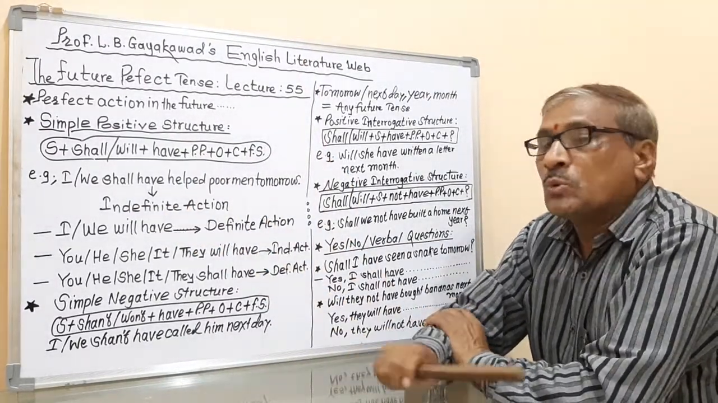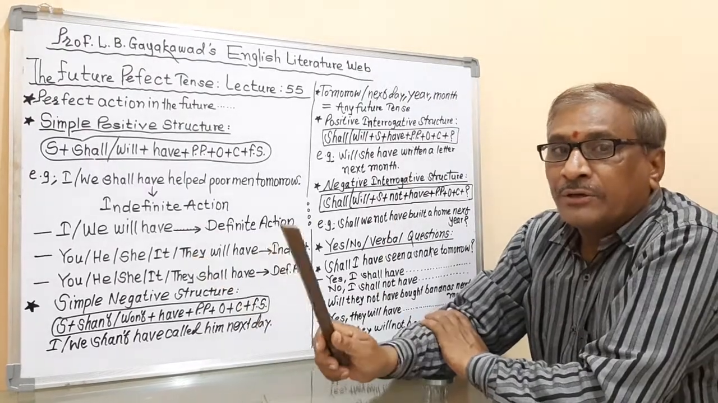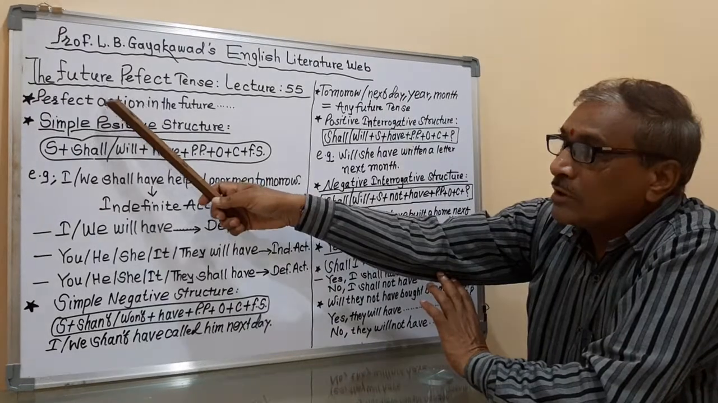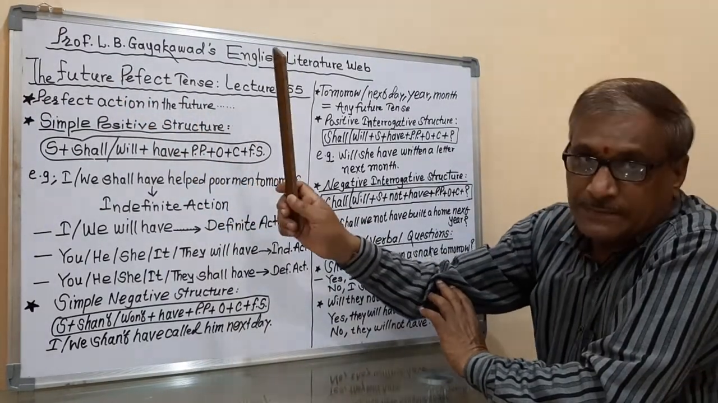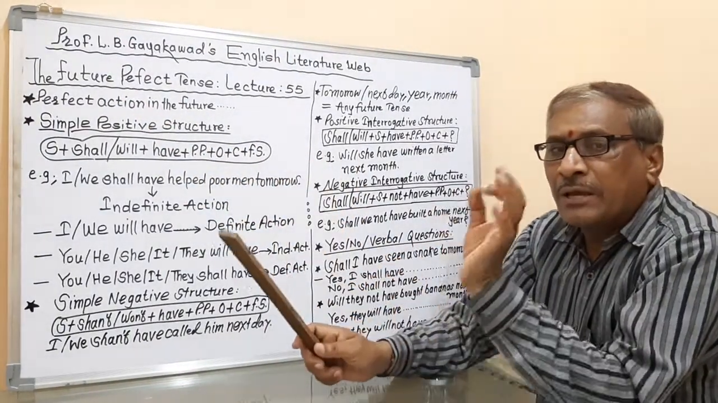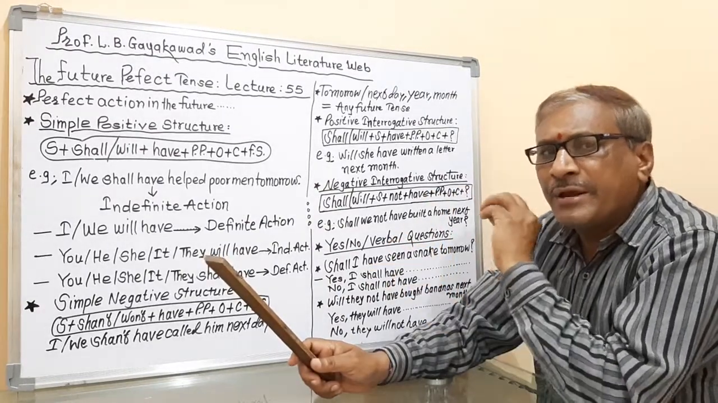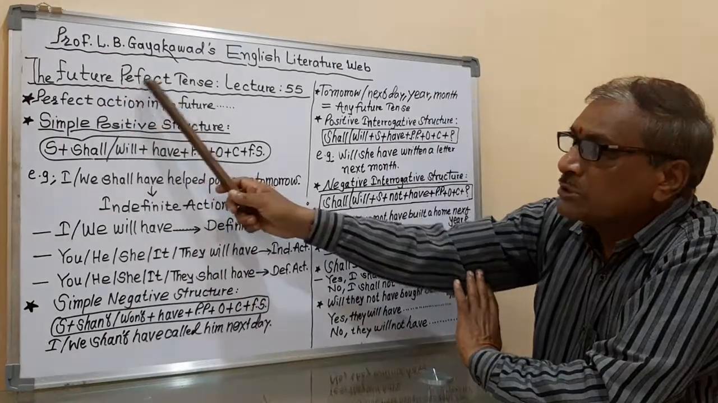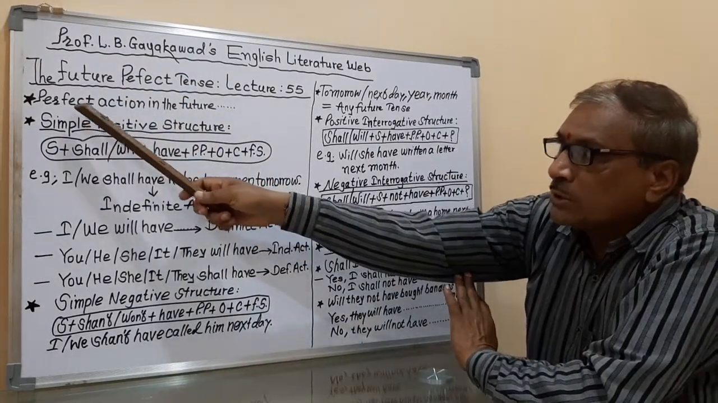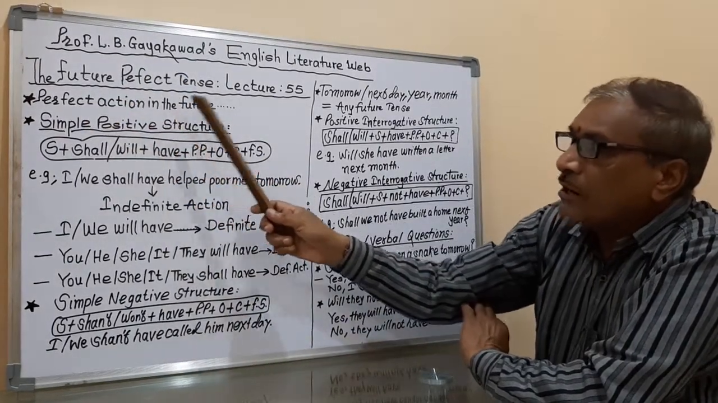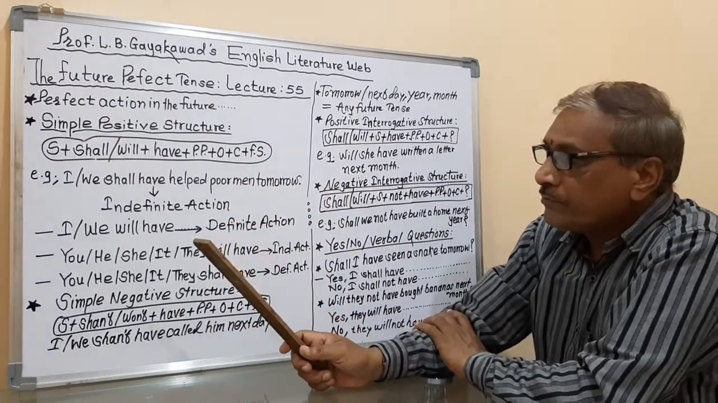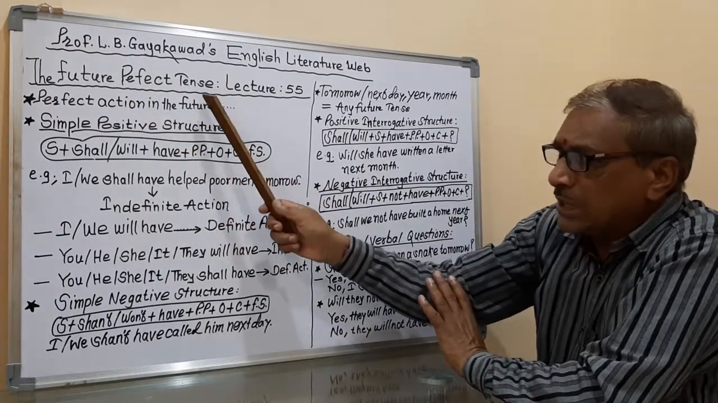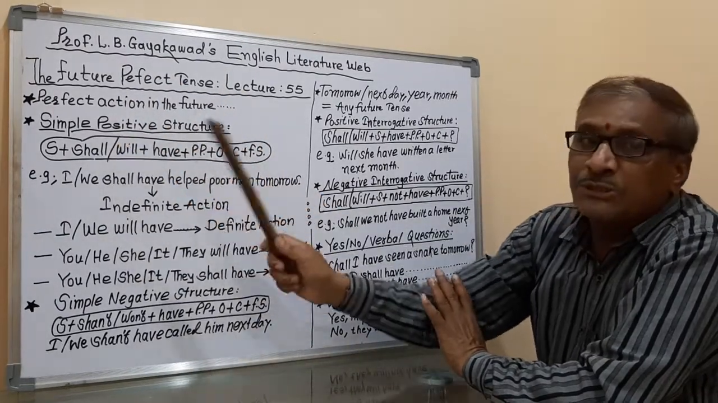That action is totally completed by the subject in the future, and that's why this is called the future perfect tense. Again I will say that here the subject completes the action in the future. That's why this tense is used to show the perfect action in the future. Here we will now discuss this future perfect tense with the help of structures.